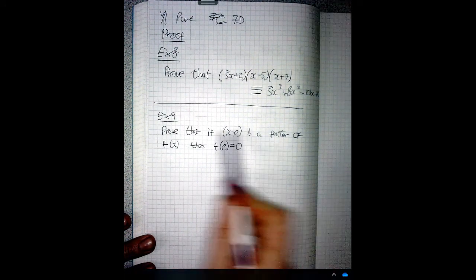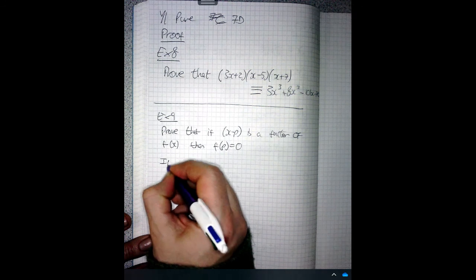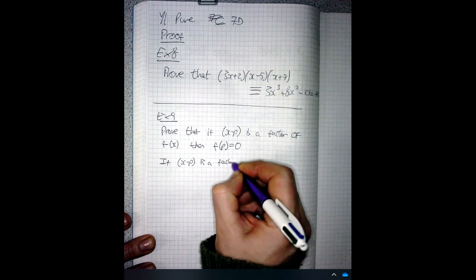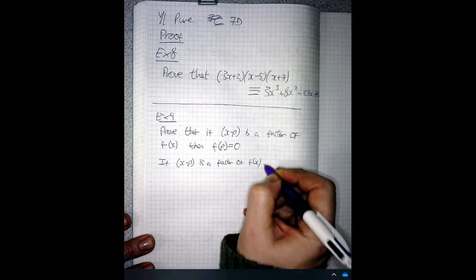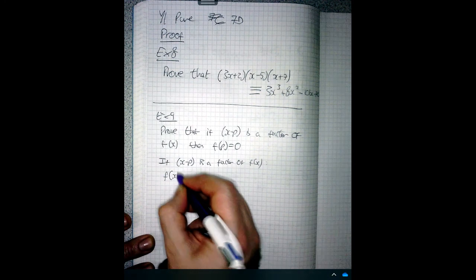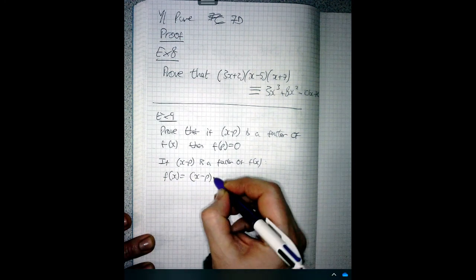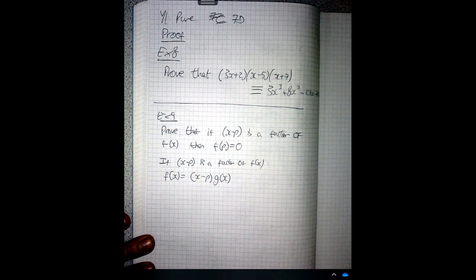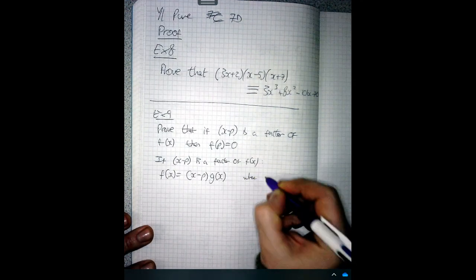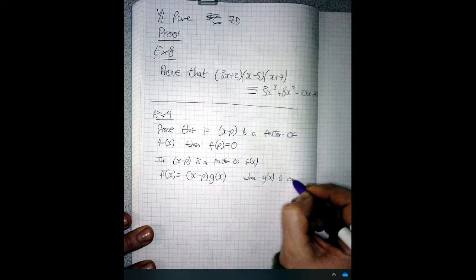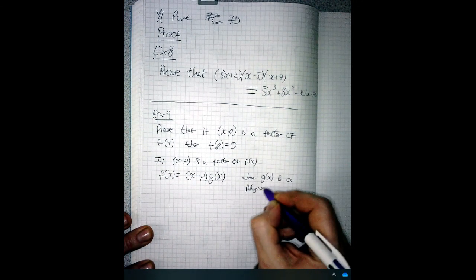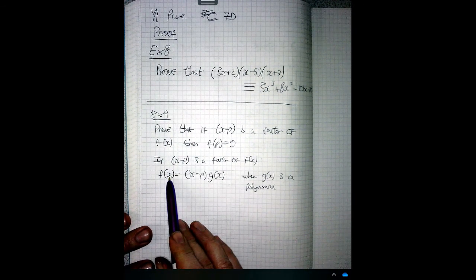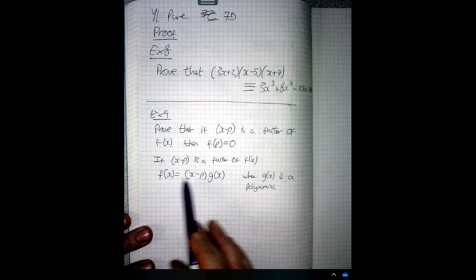So what we're doing here is we're going to assume that it is true. If x minus p is a factor of f of x, then we can write f of x is x minus p multiplied by some other function, g of x, where g of x is a polynomial. So I'm saying that if f of x is cubic, for example, then my cubic must be equal to my linear expression times by a polynomial, which in that case would be quadratic. But of course, it could happen for any order.